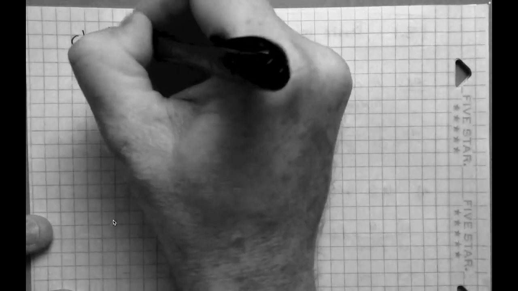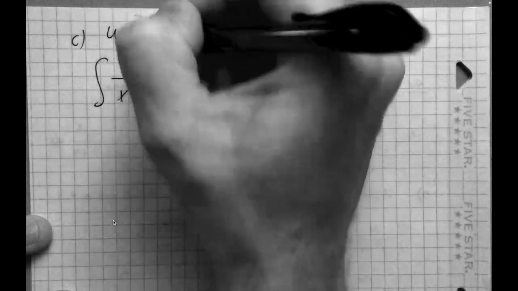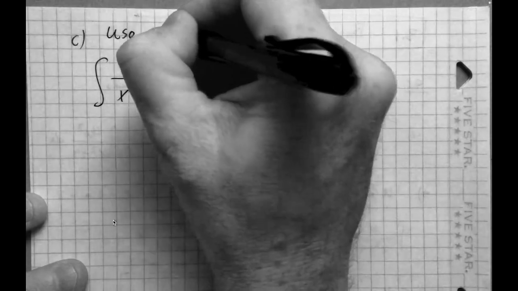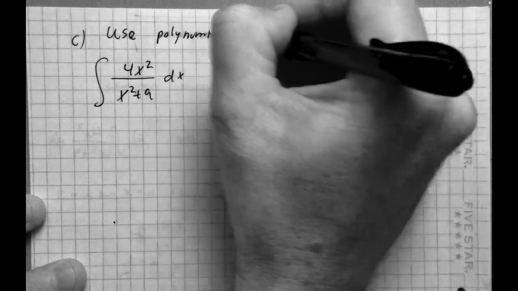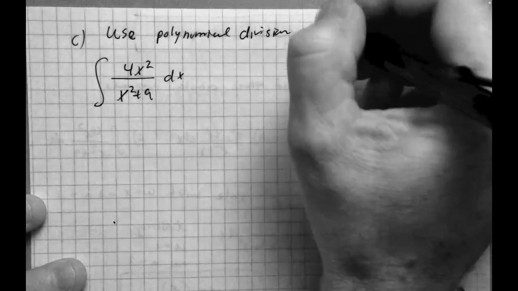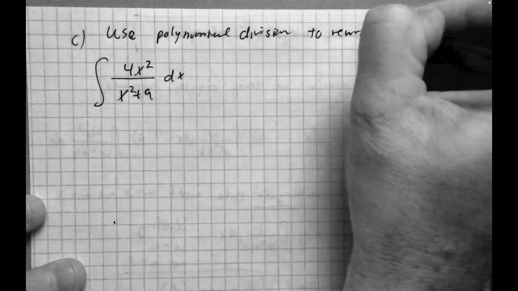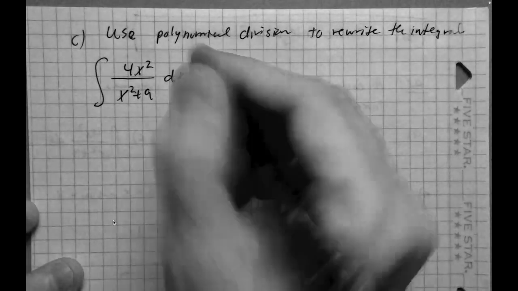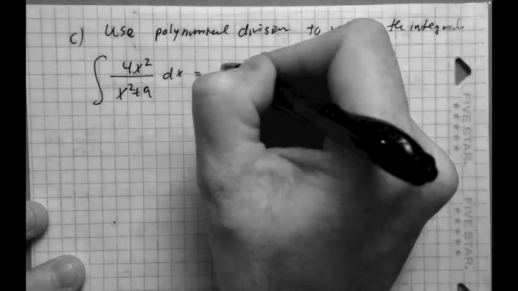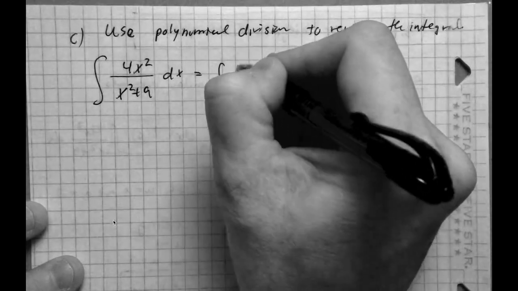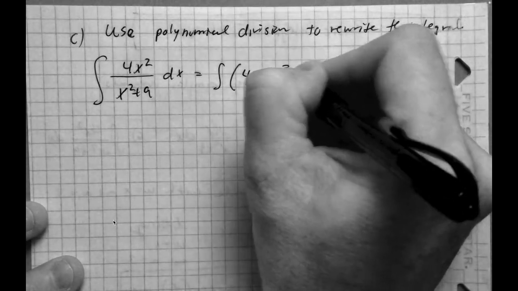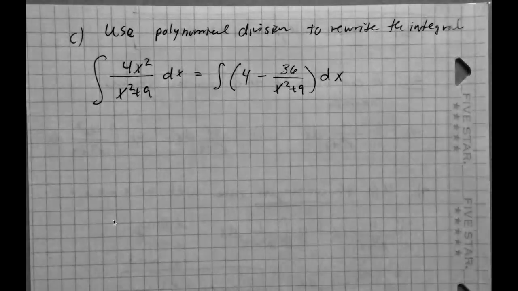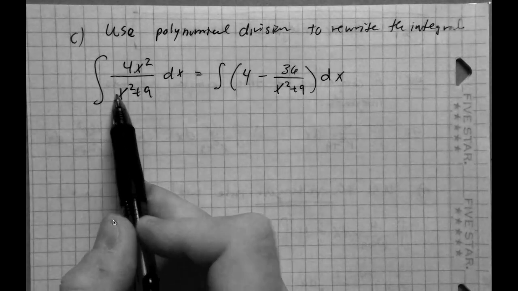All right, so in this case, you are able to manipulate the integrand using polynomial division. So we can use polynomial division to rewrite the integral. Okay, all right, so kind of did that already off to the side, and when you do that, you get this integral. You get 4 minus 36 over x squared plus 9.